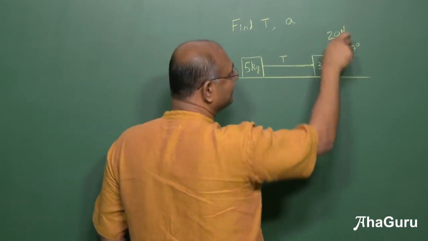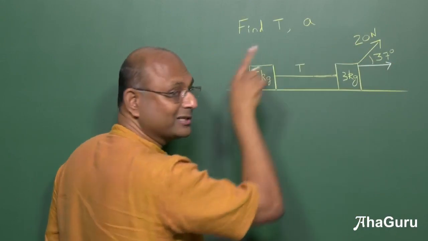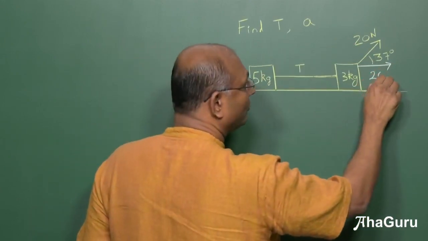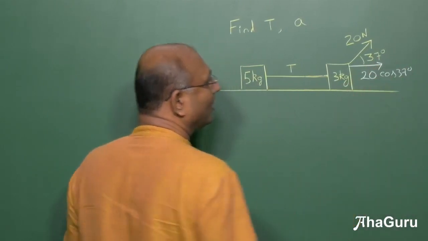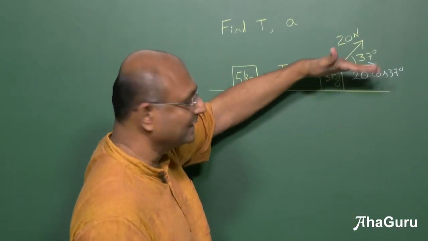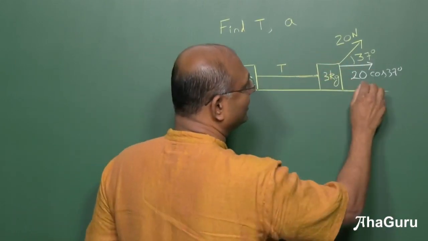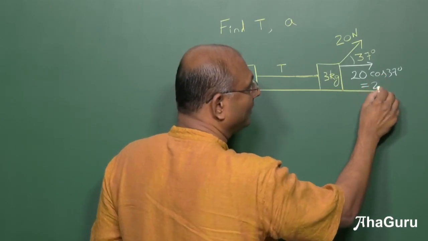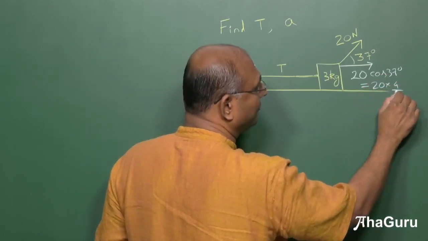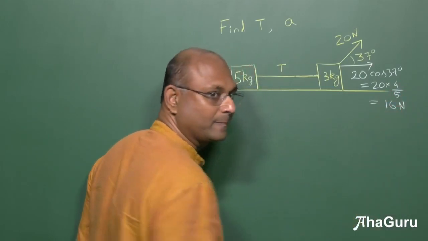First, let us resolve this force. So this is going to be 20 cos 37. So 20 cos of 37 degrees. Always take this cos 37. Okay, 20 cos 37. So what is this? Cos 37 is how much? 4 by 5. So if I do 4 by 5, 20 into 4 by 5, that is going to give me 4 into 4, 16 newtons.